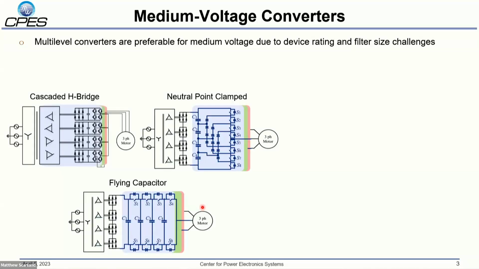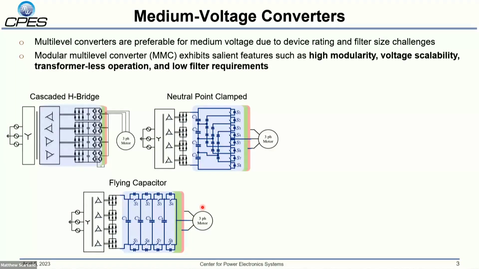There are quite a few multi-level converters. These are all popular. These are all well commercialized. Cascaded H-bridge, however, requires individual cells, which might be expensive. Neutral point clamp and flying cap are used extensively in industry, but again, scalability is an issue when you reach higher and higher voltages.